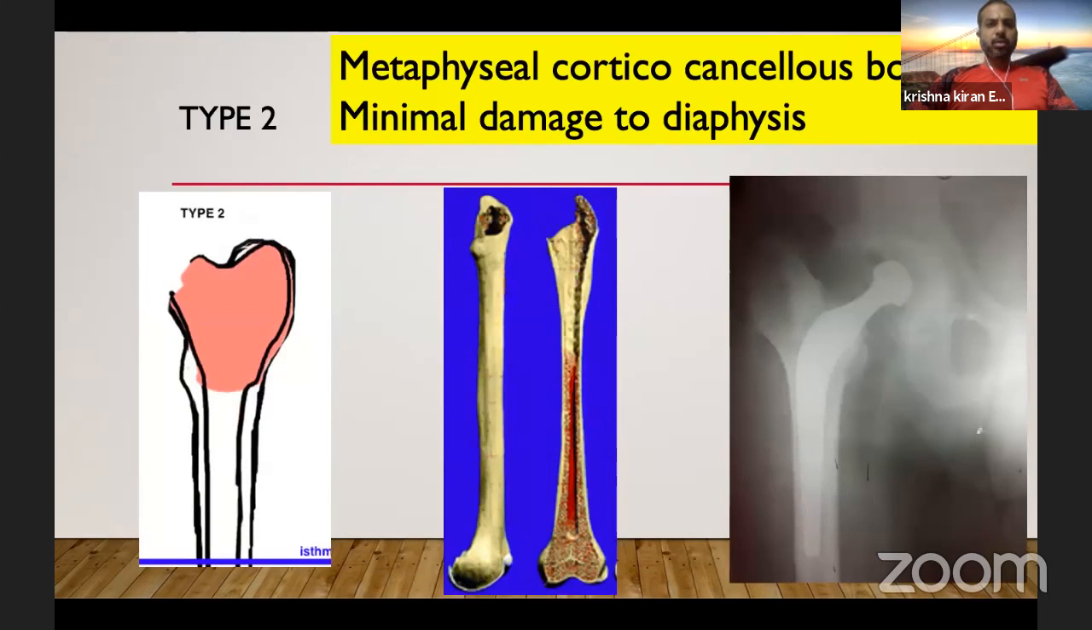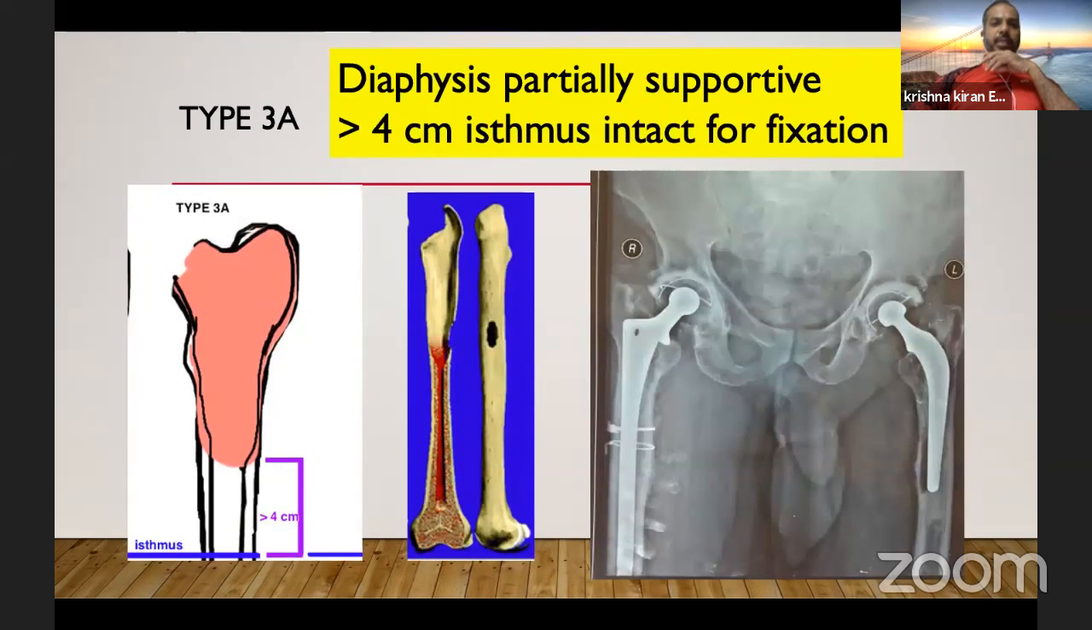So it's a sort of a cavitary bone deficiency of the American Academy of Orthopedic Surgeons. In type 2, the metaphyseal corticocancellous bone is largely gone, but the diaphysis is intact. You can see the X-ray there, where the calcar is more or less resorbed and then the stem has sunk inside. So you have a metaphyseal bone loss, but the diaphysis is largely intact for fixation of a revision implant. In type 3A, the diaphysis is partially supportive. So the metaphysis is completely gone, but more than 4 centimeters of isthmus is intact for fixation.